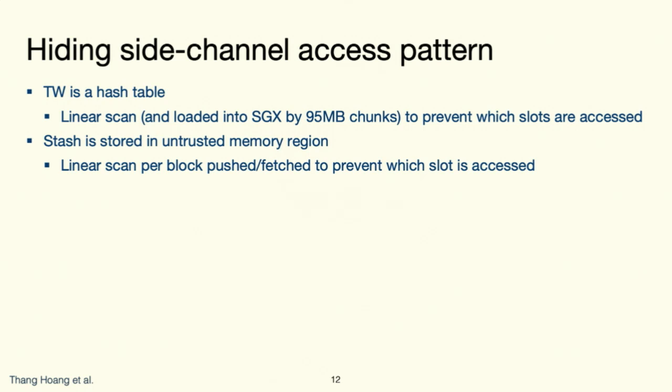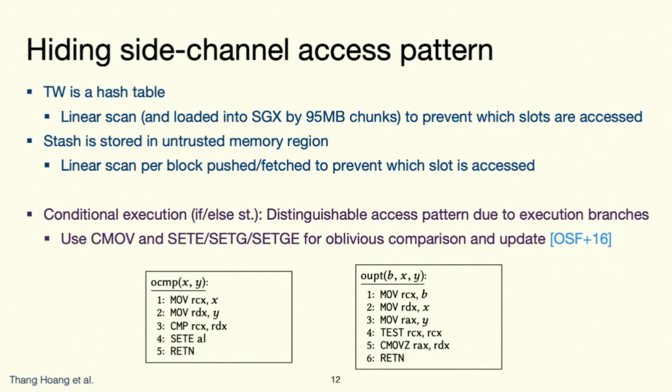I do not think we can avoid linearly scanning stash 2 that we did. And here, while we do these things, it has been shown in previous studies that conditional branches may also leak information, and there are special instruction sets that must be used to avoid these particular leakages. This has been taken into account in our implementation, as suggested in previous work.